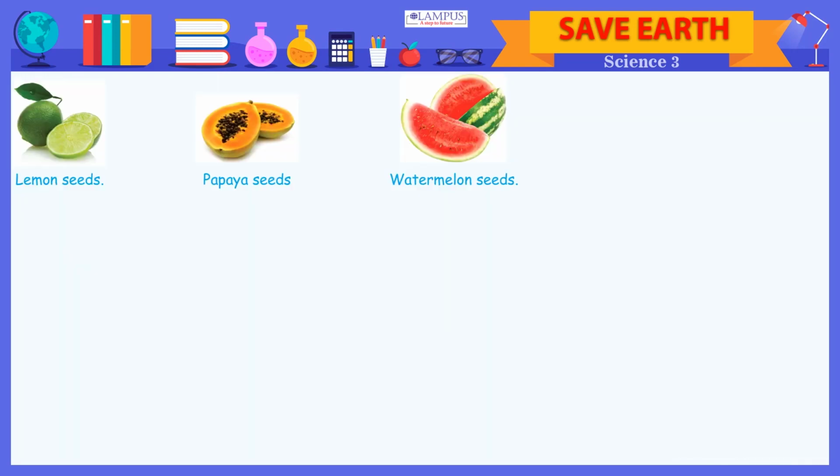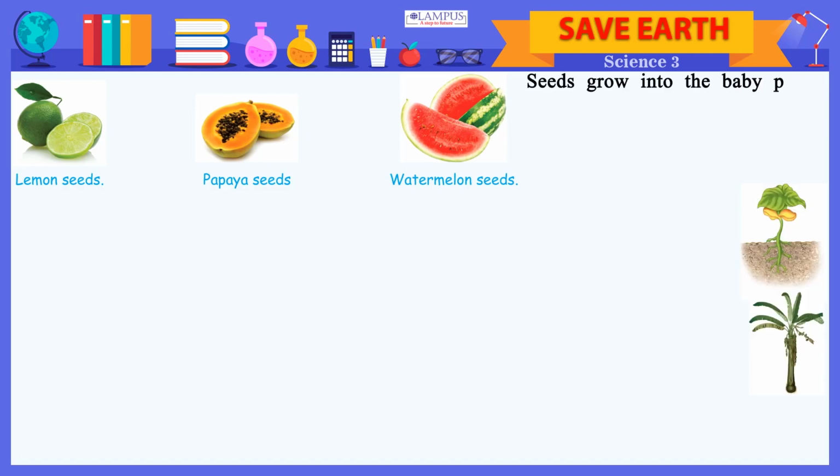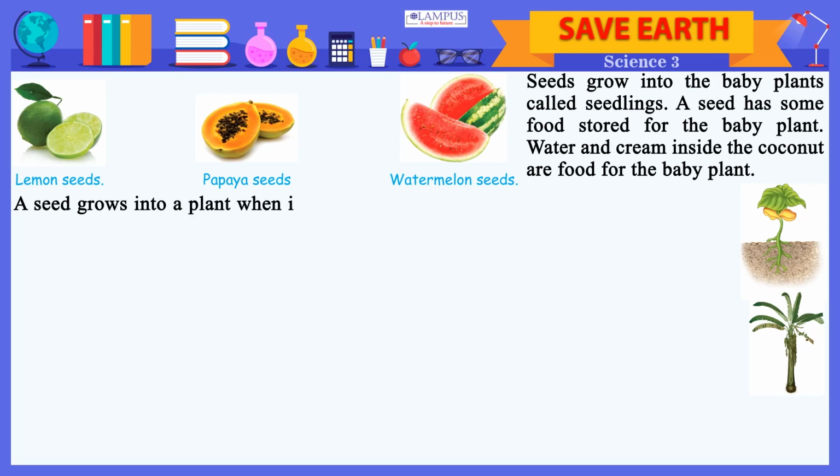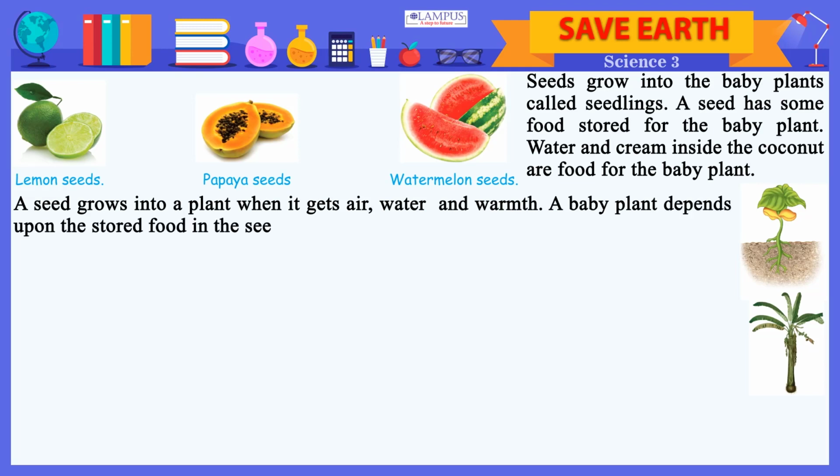Mango seed. Lemon seeds. Papaya seeds. Watermelon seeds. Seeds grow into the baby plants called seedlings. A seed has some food stored for the baby plant. Water and cream inside the coconut are food for the baby plant. A seed grows into a plant when it gets air, water and warmth. A baby plant depends upon the stored food in the seed. When leaves grow on a baby plant, it starts preparing its own food.